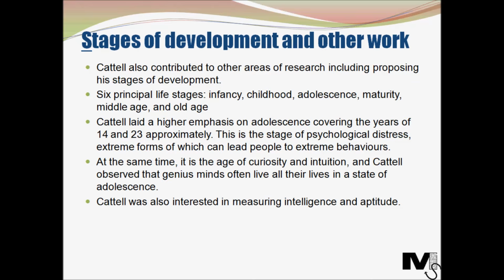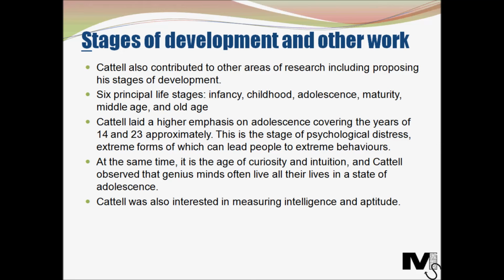Now, Cattell is most renowned for his work on personality and traits. However, he also contributed to other areas of research, including proposing his stages of development. He proposed 6 principal life stages: infancy, childhood, adolescence, maturity, middle age, and old age. Of all of his stages, Cattell laid a higher emphasis on adolescence, covering the years of 14 and 23 approximately.